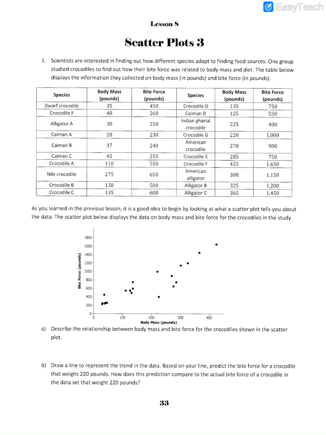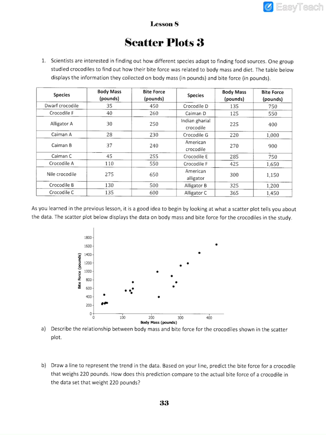So let's look at number 1. Scientists are interested in finding out how different species adapt to finding food sources. One group studied crocodiles to find out how their bite force was related to body mass and diet. The table below displays the information they collected on body mass in pounds and bite force in pounds. So if you see here, we have the different species of crocodile, body mass, that's how much they weigh, and bite force, how strong their jaw and their bite is.